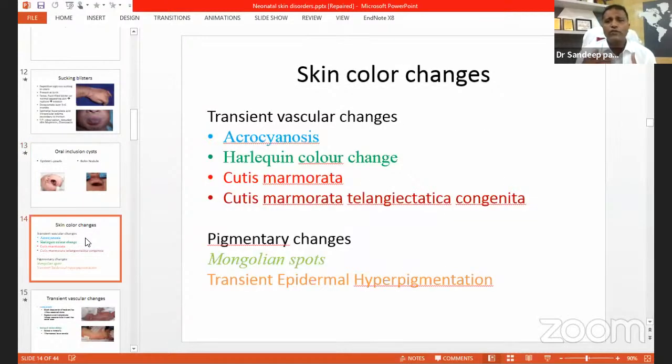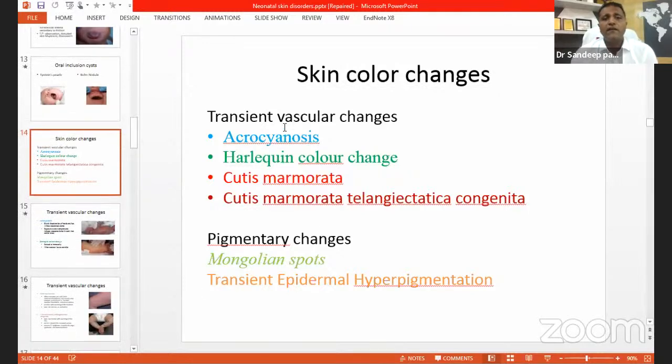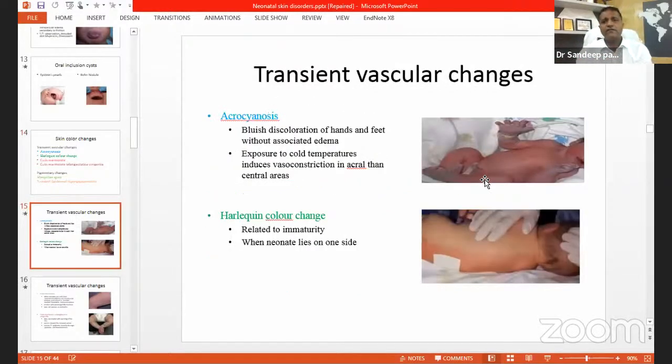Now we are moving to the third part of skin disorders, that is skin color changes. We are going to see skin color changes under the heading of transient vascular changes and some pigmentary changes like Mongolian spot or transient epidermal hyperpigmentation. We'll move ahead and see these slides. Here you can see that two slides are there. On the top right side, you can see that the palms and soles of this baby are cyanotic. They are bluish in color.